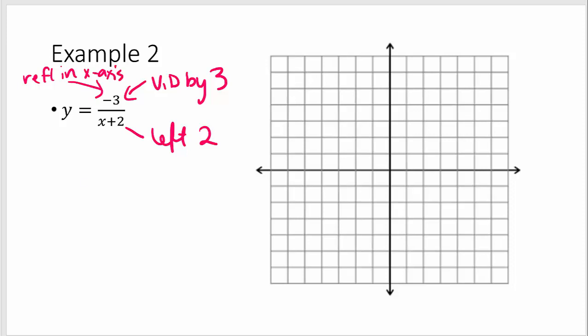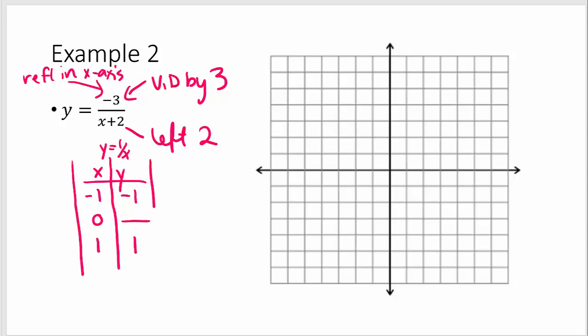So let's set up our table, x and y, -1, 0, and 1. Remember our original table is always for our parent function. So we plug in -1, we get -1, we plug in 0, we have our asymptote, we plug in 1, and we get 1. Then we're going to apply our transformations. So the y values, they're being dilated by 3, but they're also being reflected. So we have a negative there, and our x values are going to the left by 2. So we're going to subtract 2.